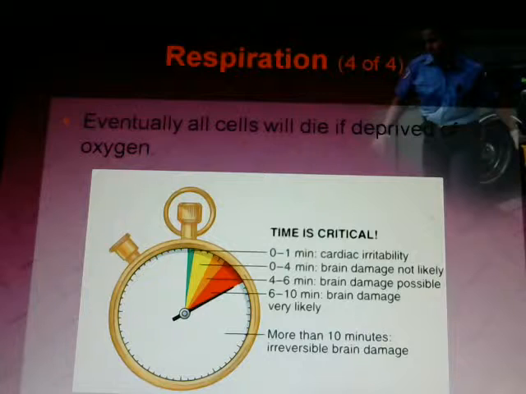At 1 to 4 minutes, brain damage is not likely. At 4 to 6, brain damage is possible. At 6 to 10 minutes of somebody being without oxygen, brain damage is very likely. More than 10 minutes, the patient will start having irreversible brain damage.